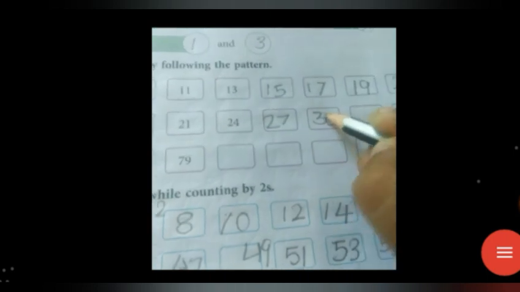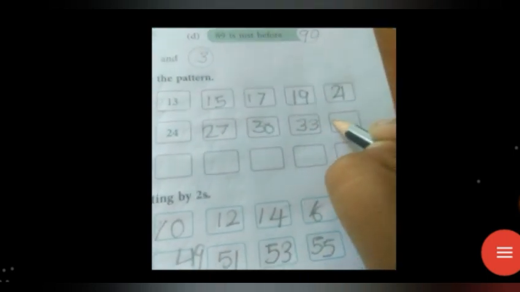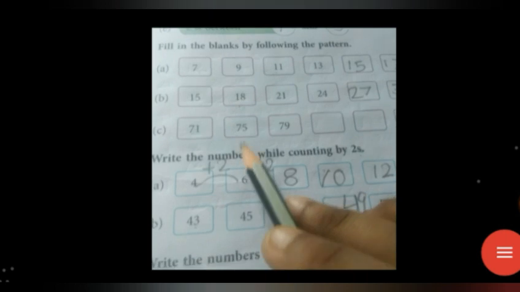27, then 27 plus 3 is 30. 30 plus 3 is 33. 33 plus 3 is 36. This is the pattern. One more number pattern.